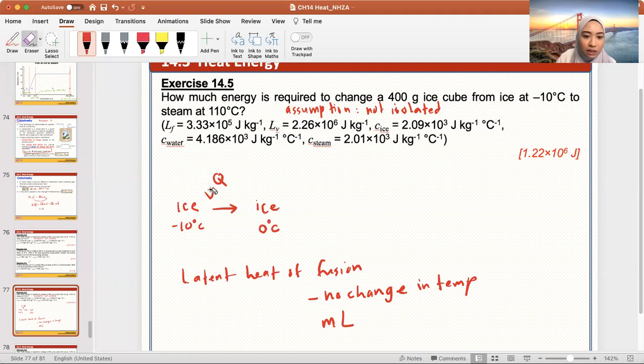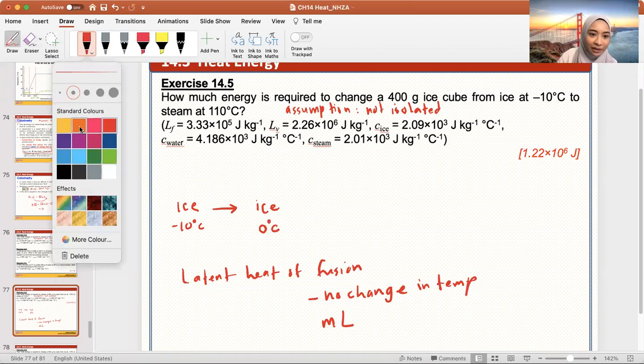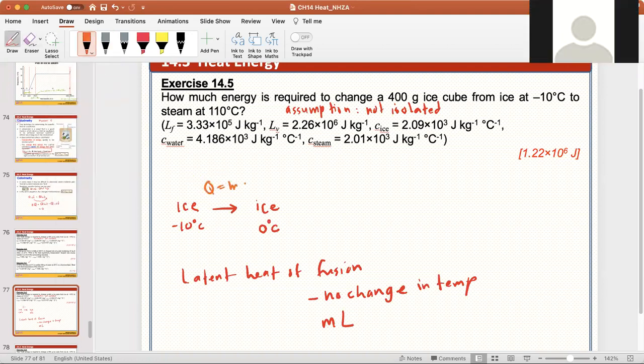So this equation is Q equals to, we just made it yesterday, Q equals to MC delta T. Okay, so correct, Afika. First, we need to raise the temperature of the solid to become 0 degrees.